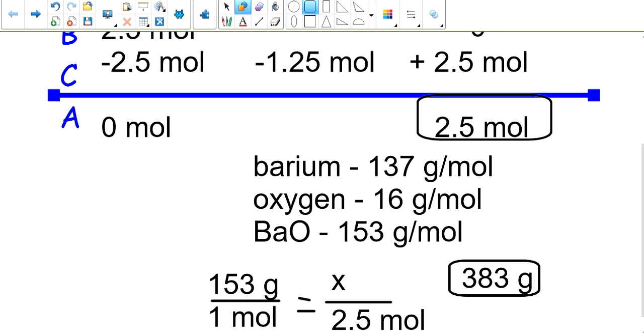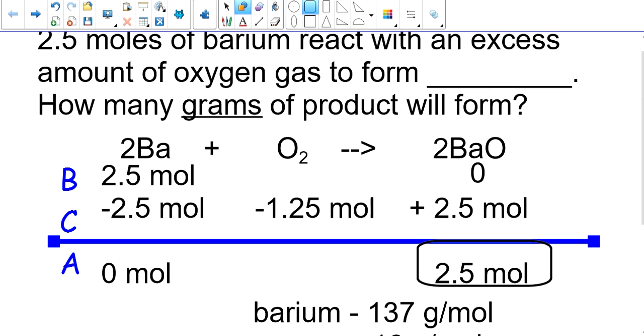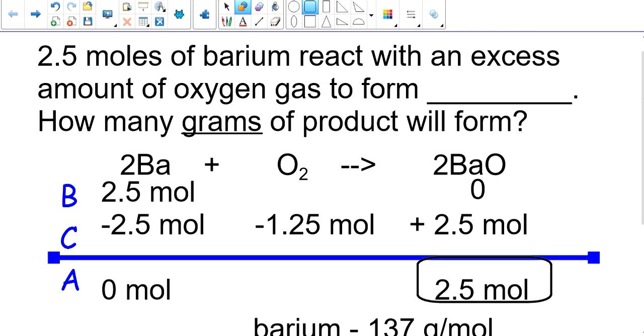So the key thing is, remember, going forward, if you're going to use a BCA table, make sure it's in moles. So you may have to convert from grams to moles or moles to grams at some point, but make sure you're dealing with the unit moles.